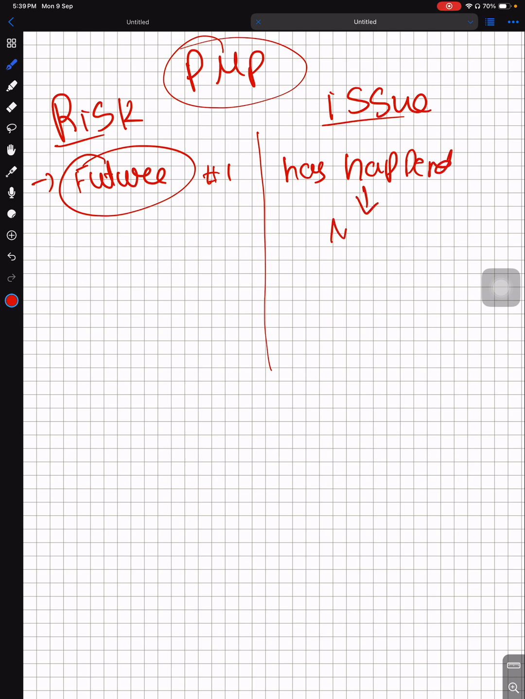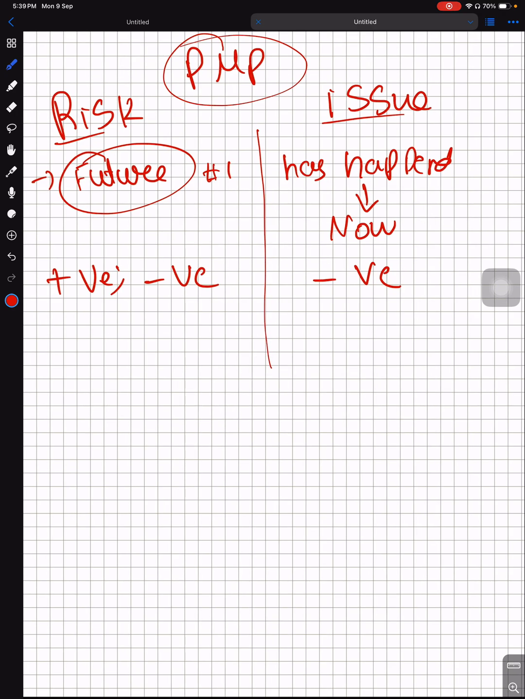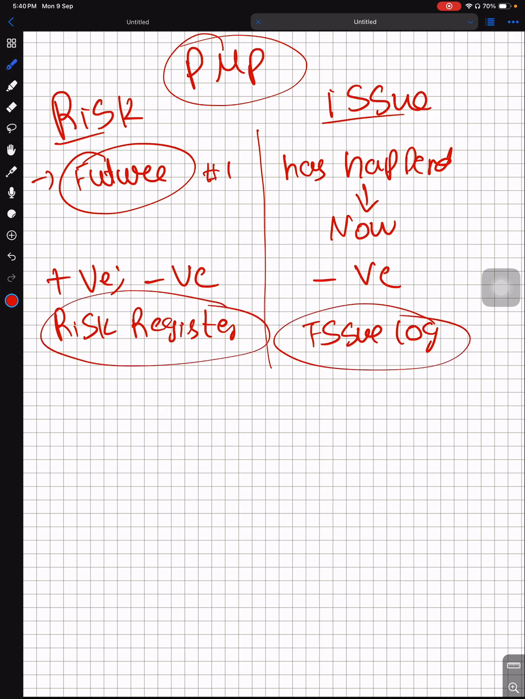Now, risk can be positive or risk can be negative. Issue is always negative. For risk, we put it in the risk register. For issue, we put it into the issue log. So both have different documents. By the way, if there's a new risk or new issue, we can put them in. There is no CR. So that's something common. No CR needed to put in the risk register or issue log.